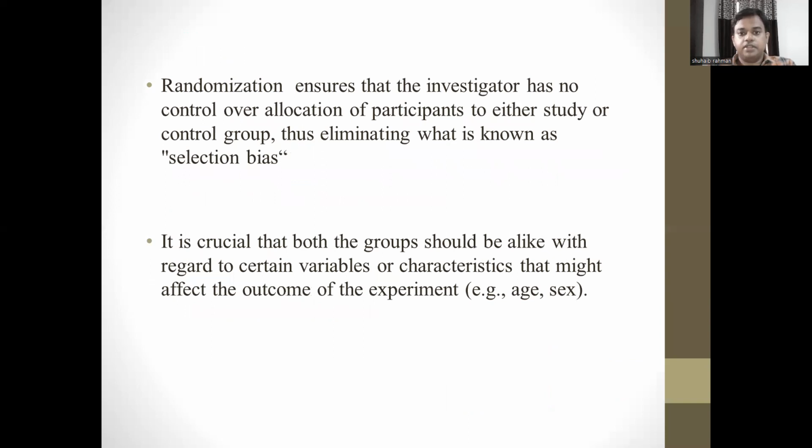Randomization ensures that the investigator has no control over the allocation of participants to the study or control group. Thus, it eliminates what is known as selection bias. It is crucial that both groups should be aligned with regard to certain variables or characteristics that might affect the outcome of the experiment. So now I have explained that. Randomly allocating into 2 groups will reduce a lot of biases.